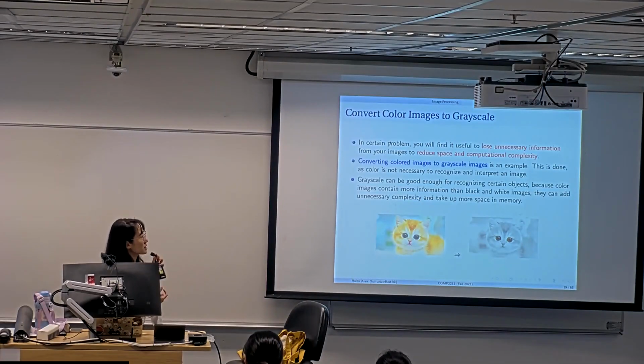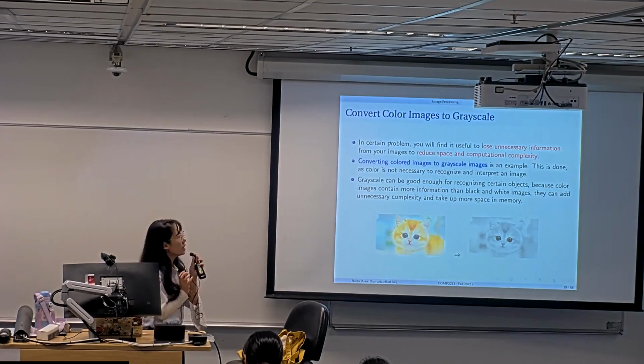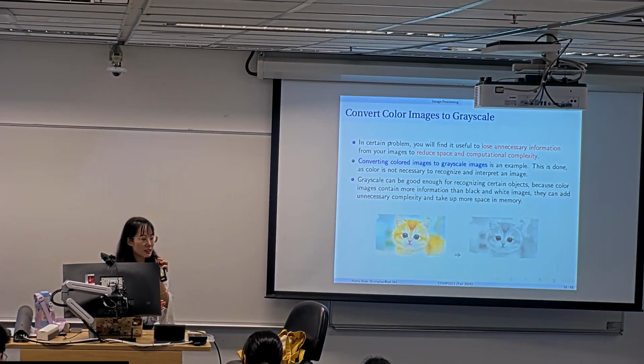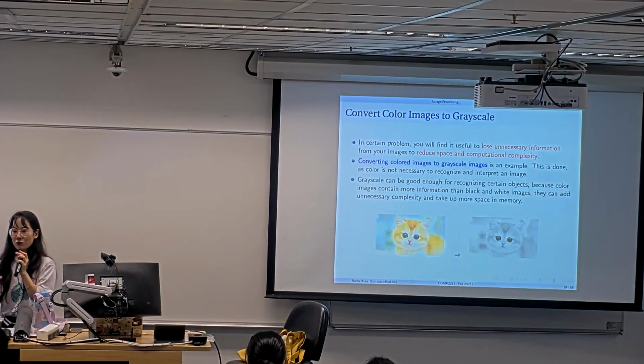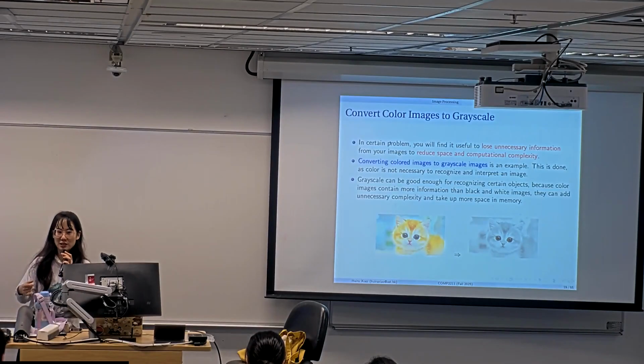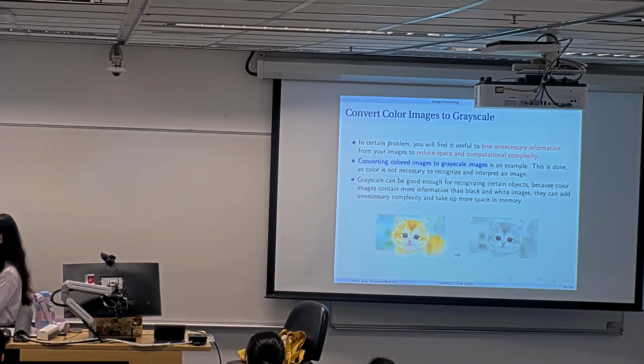We want to convert colored images to grayscale images, because in some tasks we find that the color information is not necessary to recognize and interpret an image. You can just imagine the handwritten digit recognition task we have done before. For example, suppose the data are collected from users and the users use different colors to write the handwritten digits. Some may use a black pen, some use a blue pen, some use a red pen. All this color information is not useful, not necessary for us or for the neural network to identify the handwritten digits, right?